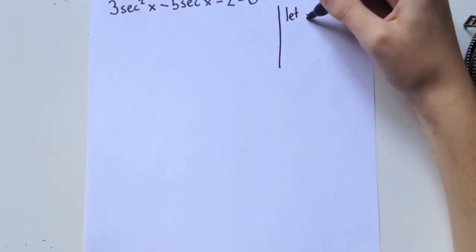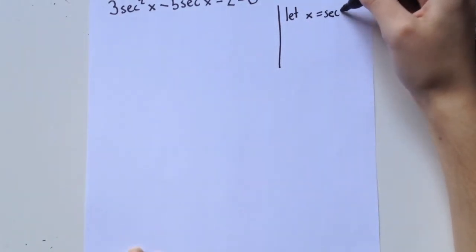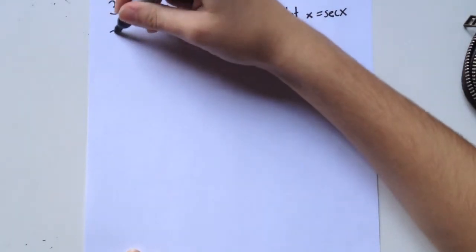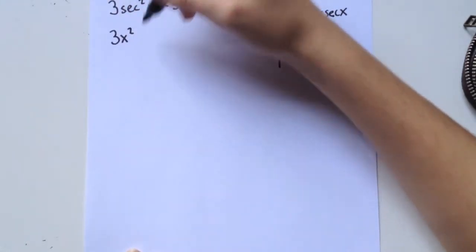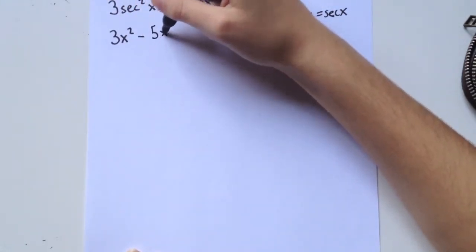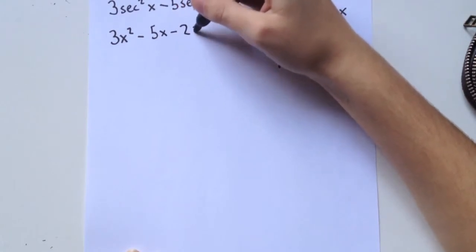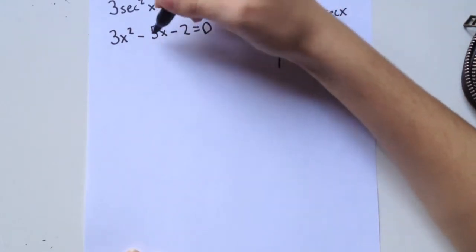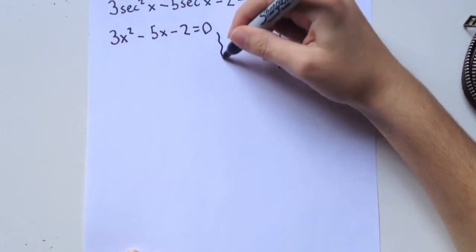We're going to let x represent secant x. So we're going to use substitution. So now we're going to rewrite our equation as 3x squared minus 5x minus 2 equals 0. Now the equation looks a lot simpler for us to factor.